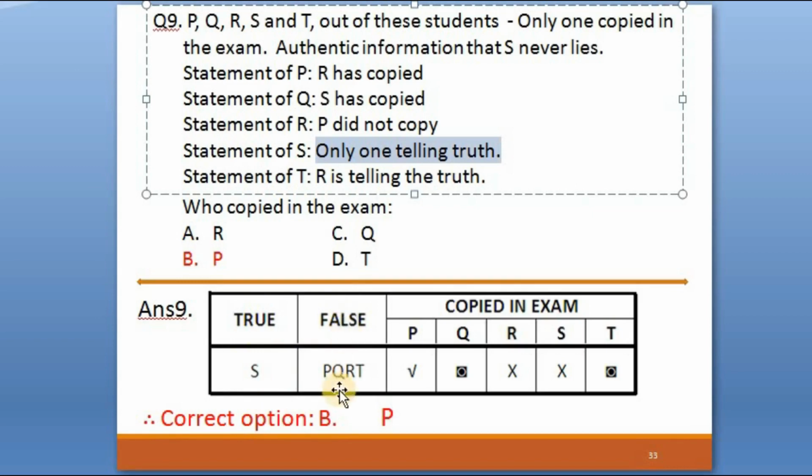Now let's test the statement of each one. Statement of P says R has copied, but since P is telling a lie, R has not copied. So we will mark it as cross. Statement of Q, S has copied. So again, the statement of Q is false. So S has not copied, right? So we will mark S as cross. Now the third statement.